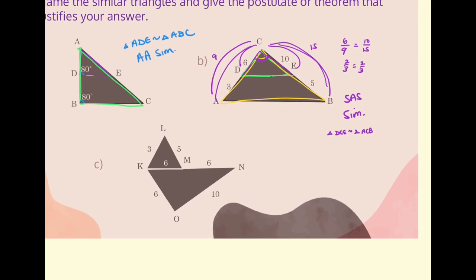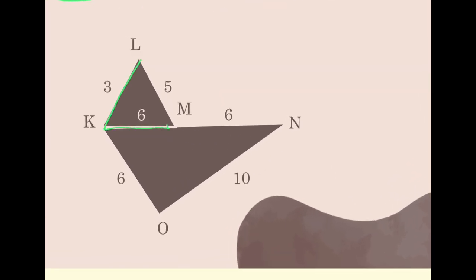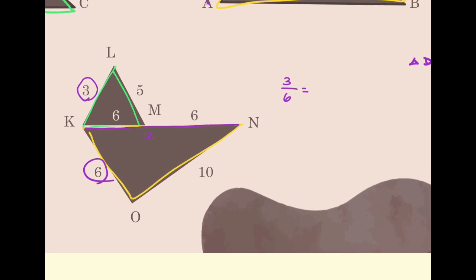Okay, looking at C, there are two triangles. You've got your top triangle here and the bottom triangle here. Nothing about the angles, no vertical angles, no parallel lines, which means we have to go straight off those sides. So in the small triangle, 3 is the smallest. And in the big triangle, this is 6 plus 6, so this side is 12. The smallest would be 6. We want that to equal the middle length, which would be the 5.